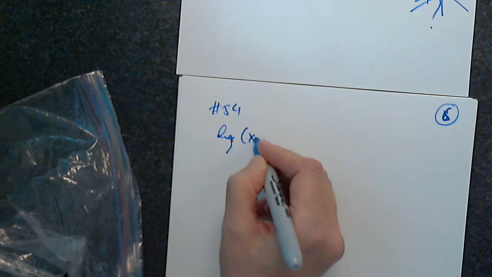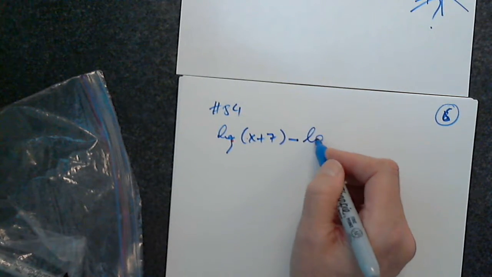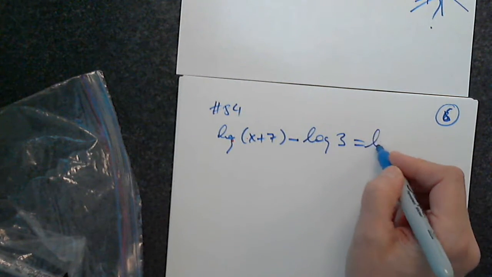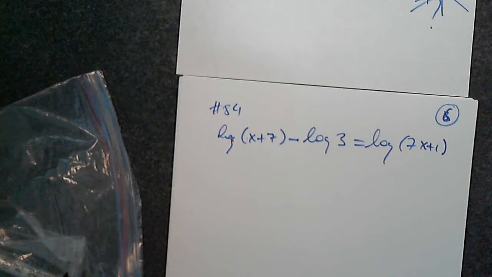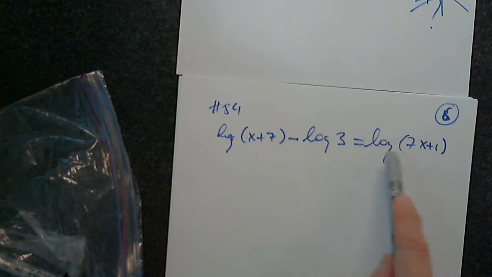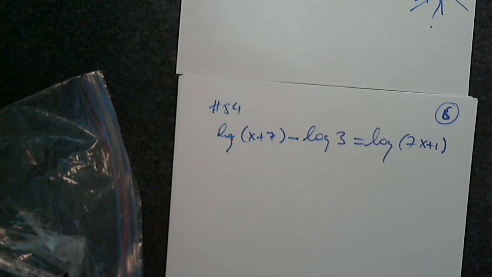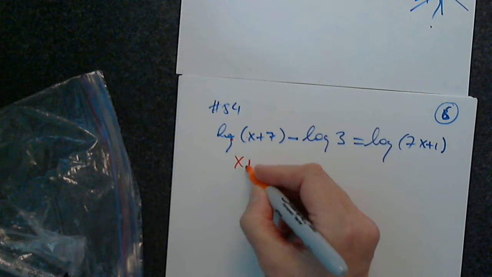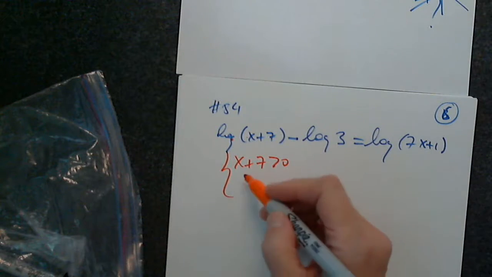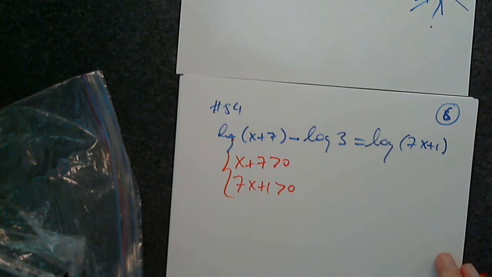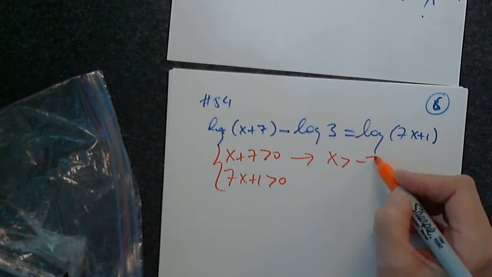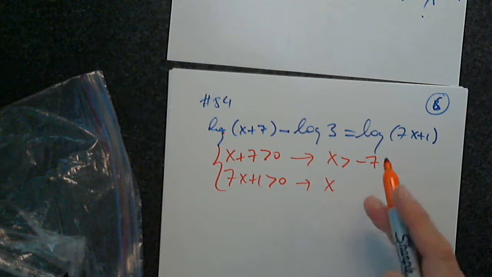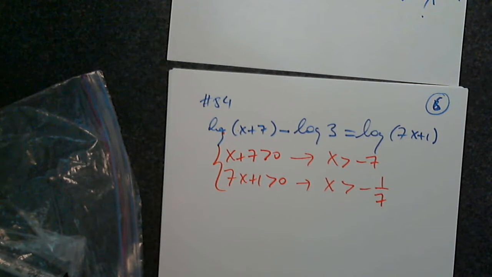So log of x plus 7 minus log 3 equals log of 7x plus 1. Very good. Don't touch anything, don't do anything. We need 2 domains. One for this and one for that. x plus 7 is greater than 0, and 7x plus 1. Excellent. X plus 7 must be greater than 0 and 7x plus 1 must be greater than 0. The first one is greater than negative 7 and the second one is greater than negative 1 over 7.